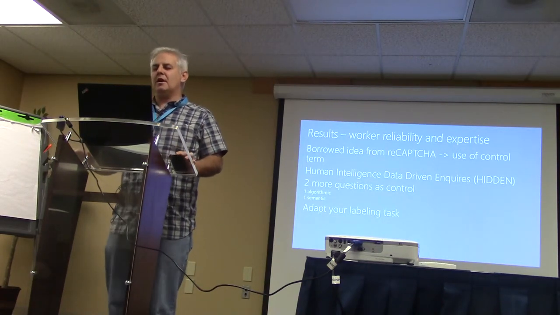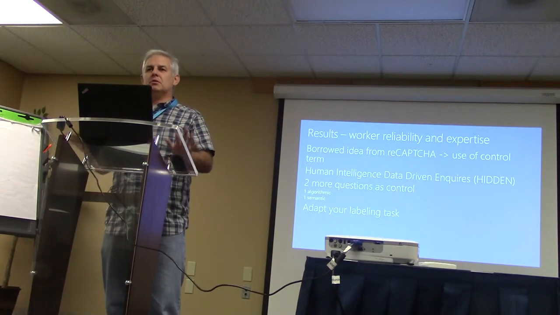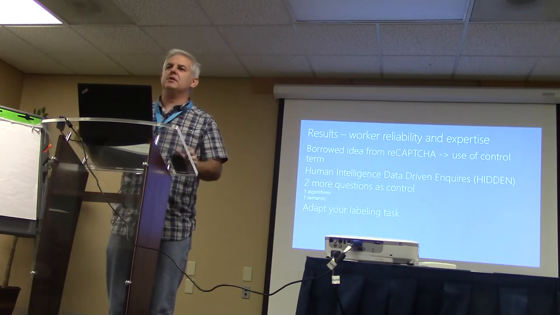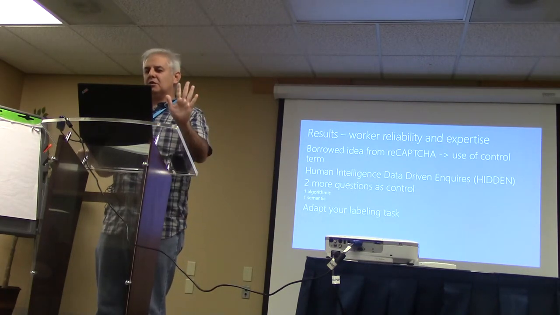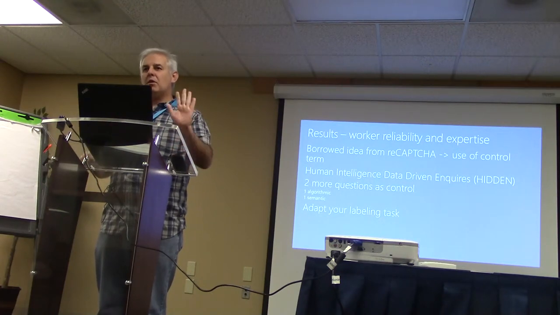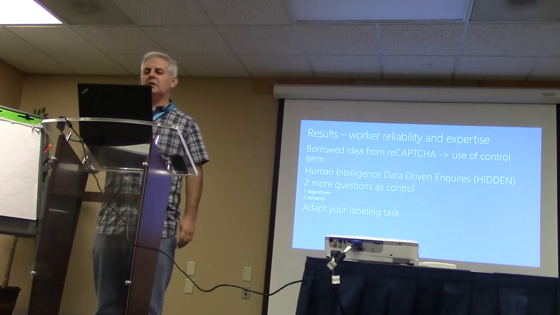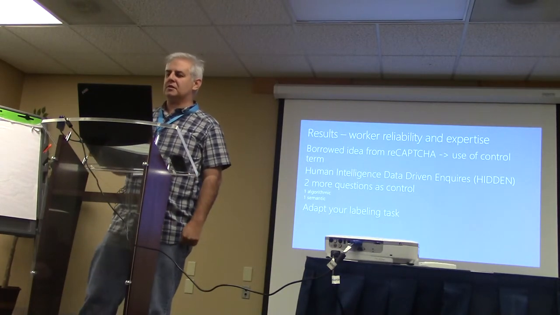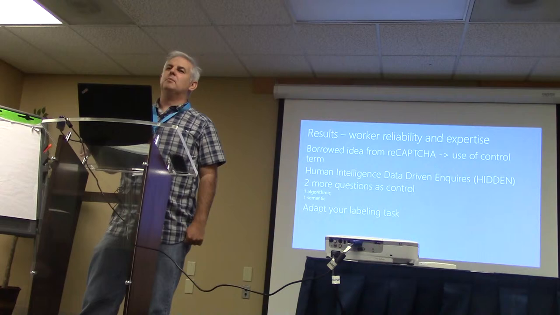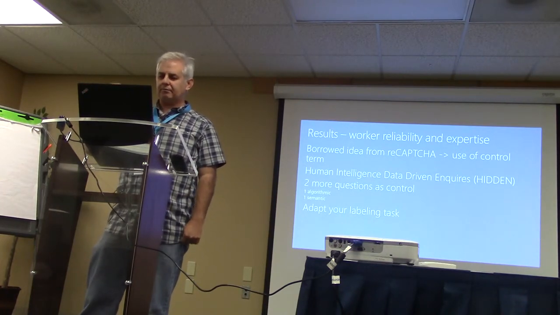So we borrow an idea from reCAPTCHA. We're going to use the control term. So when you have to open an email account, there's a CAPTCHA, a reCAPTCHA. You have the control term and the other term, and you have to guess them both right. And one of them is already part of the task. We call them hidden human intelligence data-driven inquiries. And the point is we're going to compute these things before we upload the data.